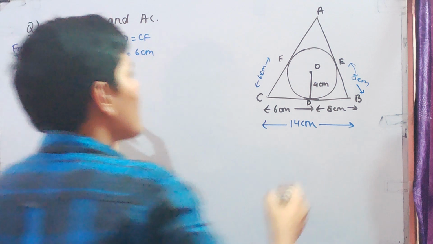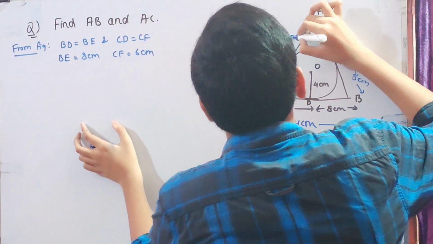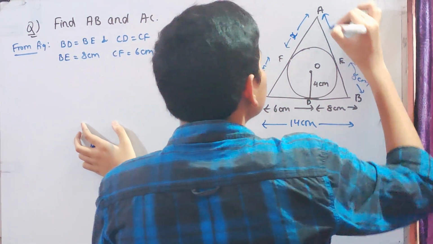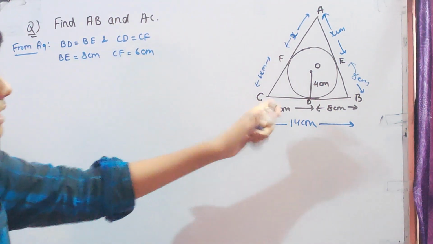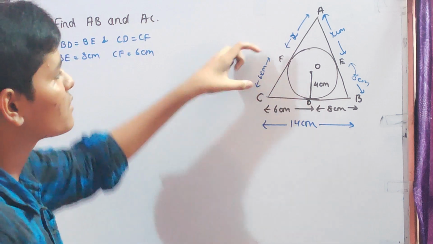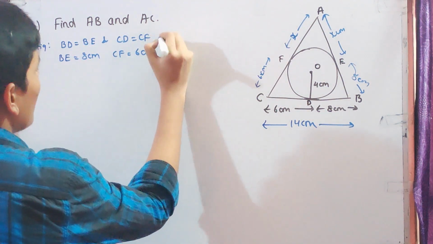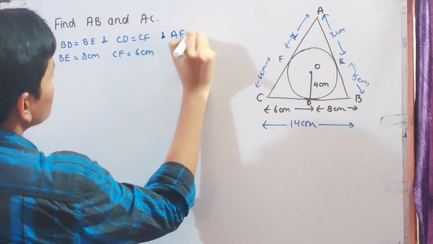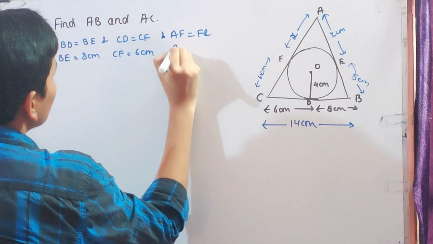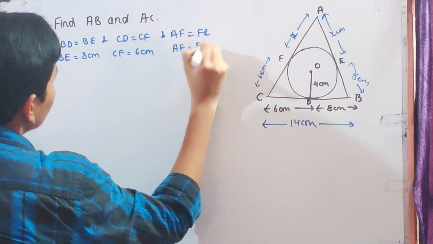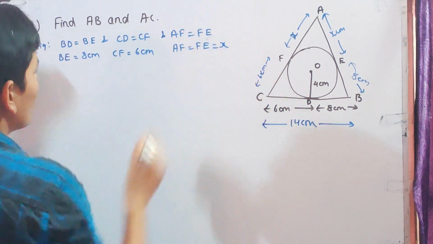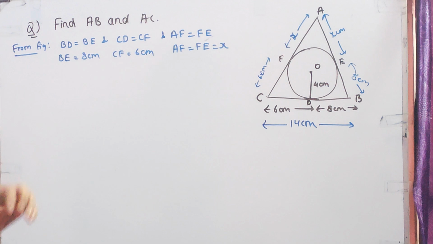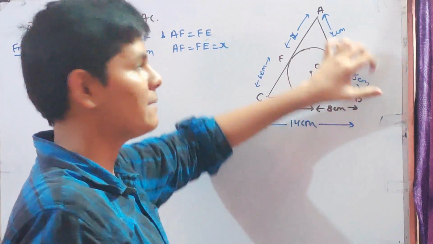Now let us suppose AF is equal to AE. This is x cm. Because of course, BD is equal to BE, CD is equal to CF, and AF is equal to AE. Hence, AF is equal to AE, that is equal to x. Okay. Now what do we have to find? We have to find 6 plus x and 8 plus x.